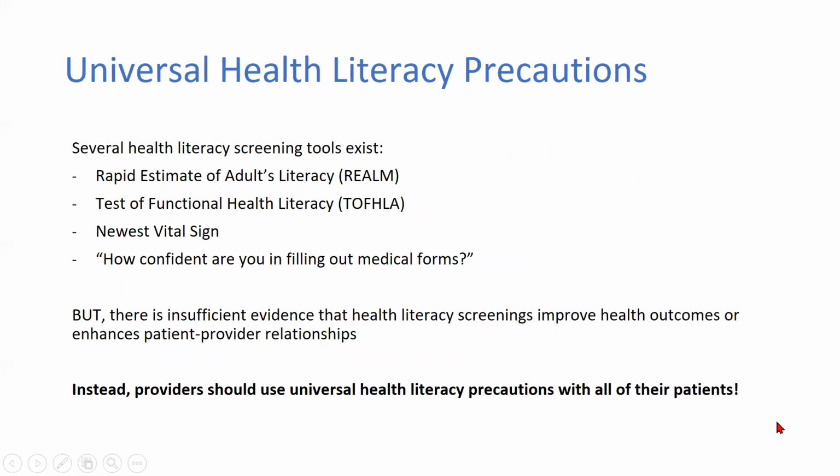Now, we talk a lot about screenings when it comes to a lot of different social determinants of health and patient limitations. And there are screening tools that exist for health literacy. There's a rapid estimate of adult literacy, test of functional health literacy, newest vital sign, something as simple as asking the patient, how confident are you in filling out medical forms? But these screenings are not supported by evidence that says that health literacy screenings improve health outcomes or enhance patient-provider relationships. So I didn't want to focus on screening methods here.